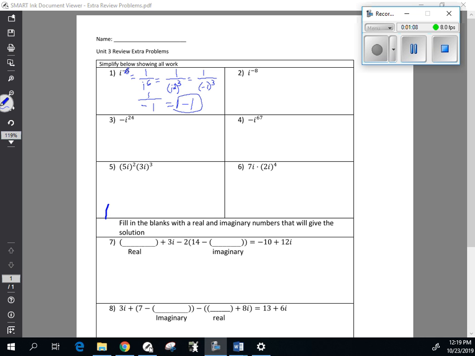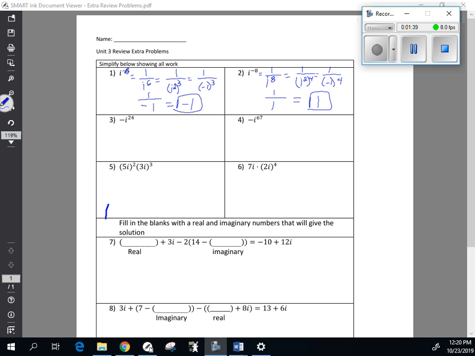I do the same thing for 2. This is going to be 1 over i to the positive 8. So all you have to do is send it to the denominator and make it positive. So this is going to be i squared to the 4th, equal to 1 over negative 1 to the 4th. The 4 came from, I divided 8 by 2. And so this is going to be 1 over 1, which is just 1.